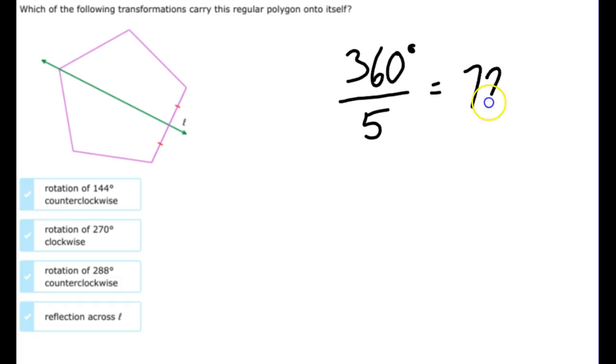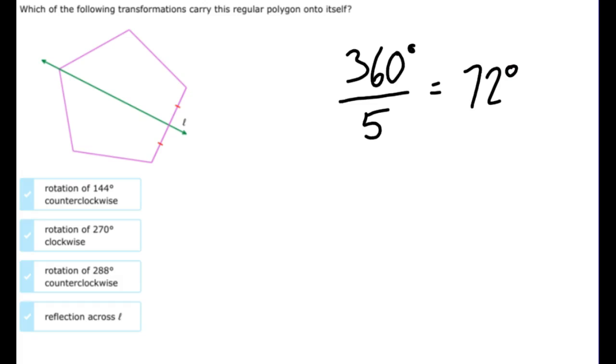In this example, which of the following transformations carry this regular polygon onto itself? We're going to use the same trick we used last time. We know a complete rotation is going to be 360 degrees. This is a regular polygon, so all the sides are the same. There's 5 sides. So if we divide this by 5, that's going to be 72 degrees. So since this is a regular polygon, if we rotate it about in increments of 72 degrees, this image is going to lie on top of itself.